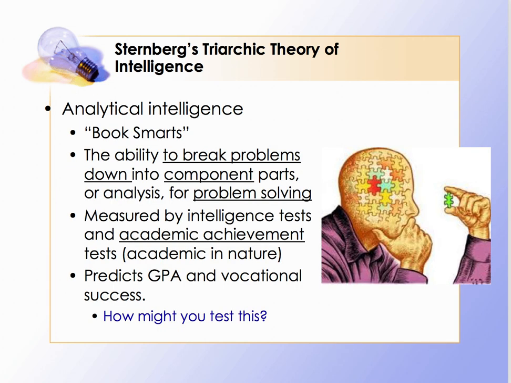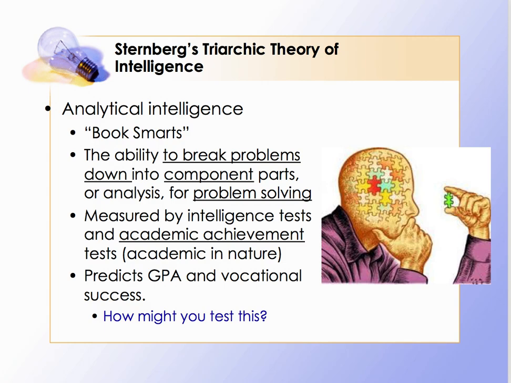So the first one is analytical, and you can think of this as like book smarts. So this is what we typically think of when we think of intelligence. Most exams are getting at analytical intelligence, most standardized assessments, this kind of thing. So it's the ability to break problems down into component parts or analysis for problem solving. And like I said, this is measured by most intelligence assessments and academic achievement tests. So they're pretty academic in nature.